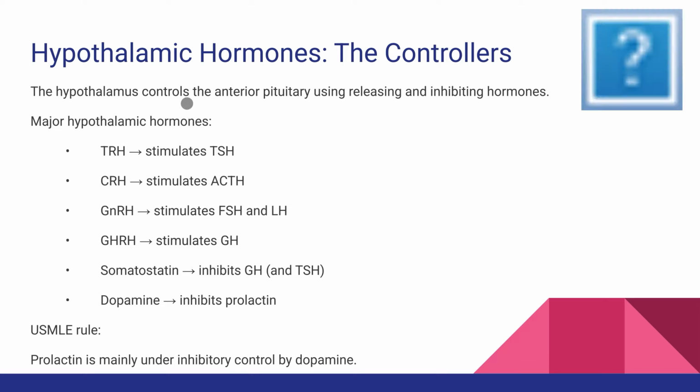Coming to the hypothalamic hormones, the hypothalamus controls the anterior pituitary using releasing and inhibiting hormones. So TRH stimulates TSH, CRH stimulates ACTH, GnRH stimulates FSH and LH, and GHRH stimulates growth hormone. Somatostatin inhibits growth hormone and TSH. And dopamine inhibits prolactin. A very important rule is that prolactin is mainly under inhibitory control by dopamine. Prolactin inhibitory factor is the other name for dopamine. So we have to remember this.